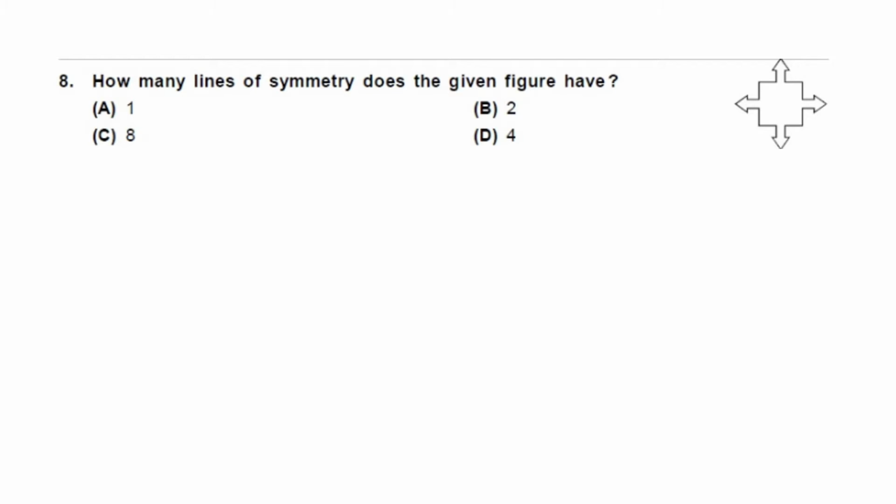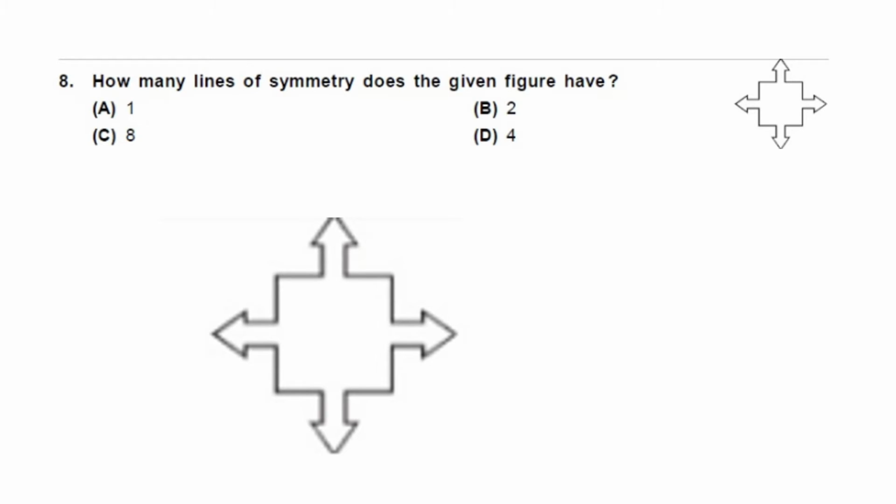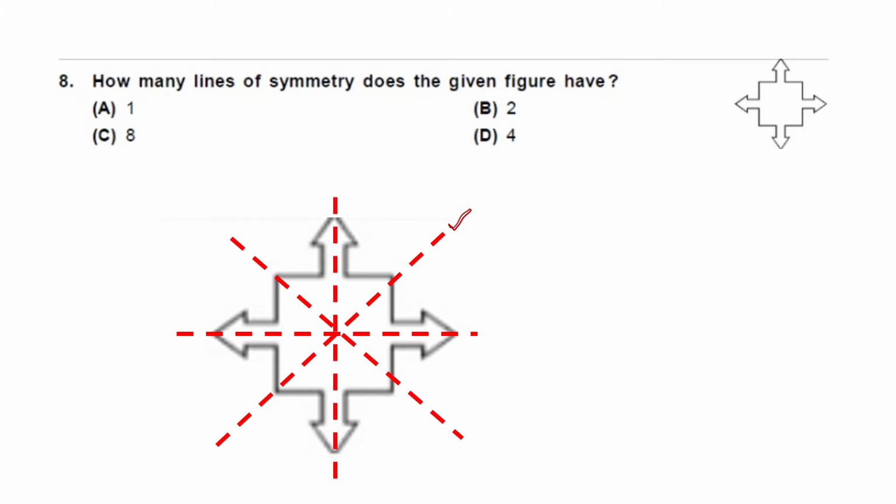Well, in this figure, clearly we have a vertical line of symmetry which divides it into two and a horizontal line of symmetry which equally divides it into two. There is also diagonal symmetry. So if you fold the image along this line, each side will overlap the other side completely. So there are two diagonal symmetries. So in all, there are 4 lines of symmetry for this image.